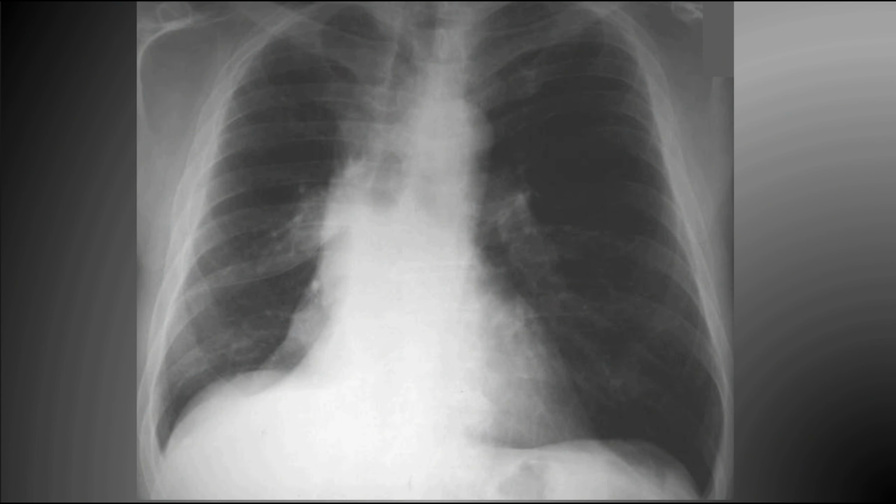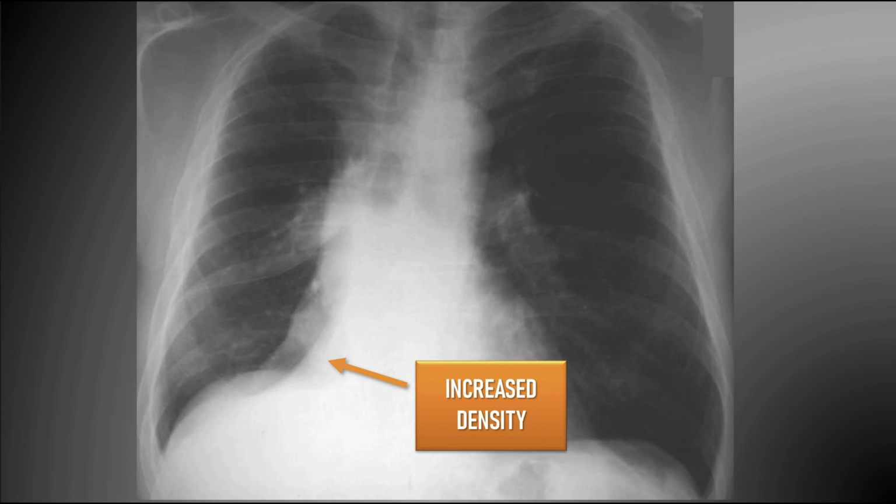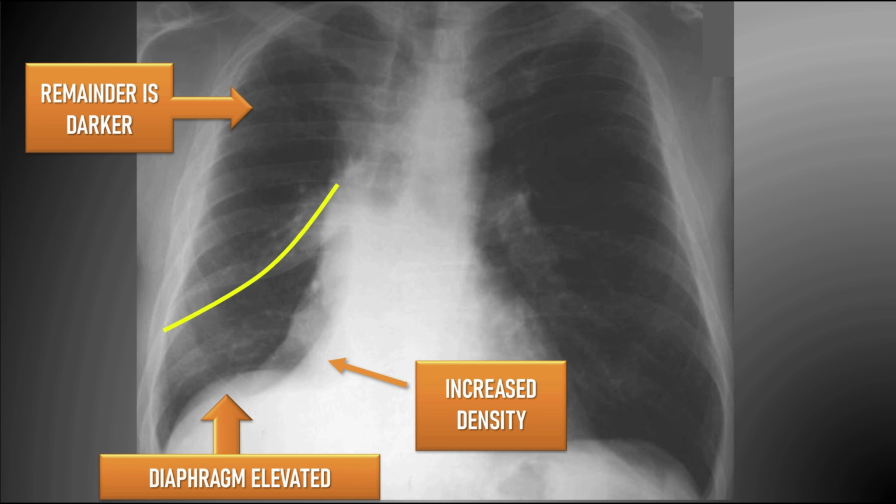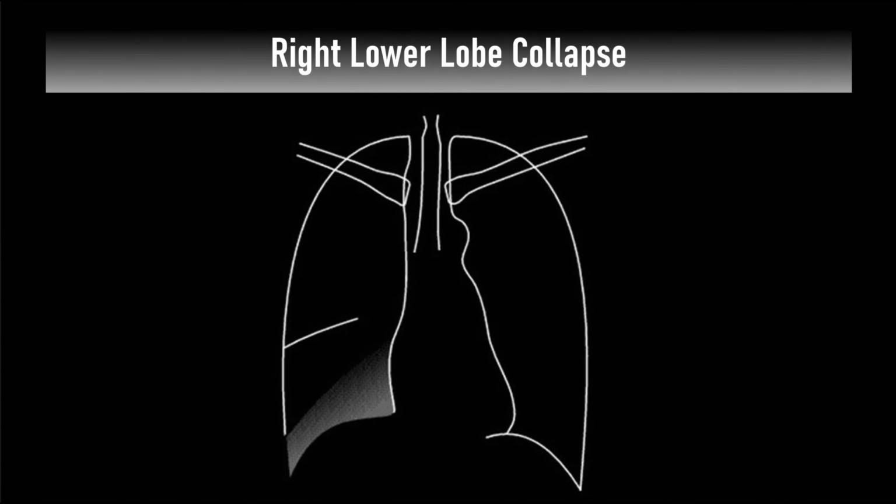What about this picture? Pause the video for a moment and take the picture in. Now, what are we seeing? The most important thing to spot is the increased density right here at the very edge of the right side of the heart and the diaphragm. The remainder of the lung is darker. The diaphragm is elevated. The oblique fissure is displaced downwards, and the mediastinum and the trachea are displaced to the right. Nevertheless, you can still follow the cardiac silhouette. The diagnosis is right lower lobe collapse.